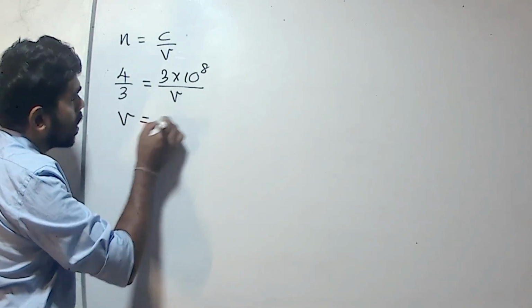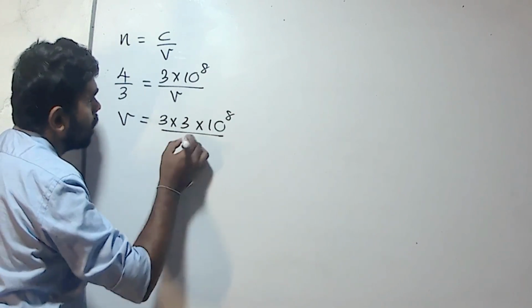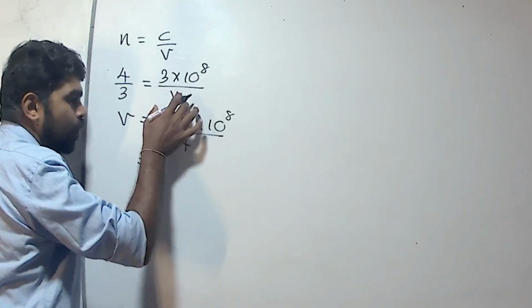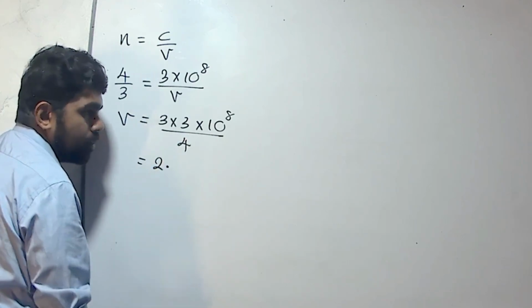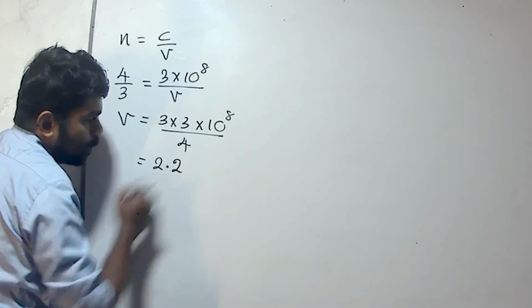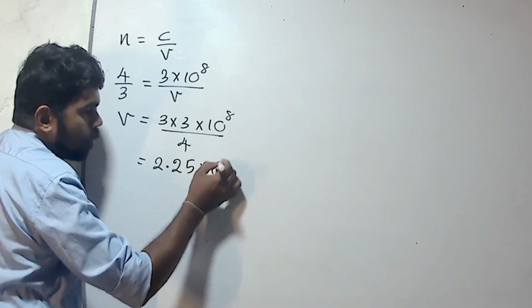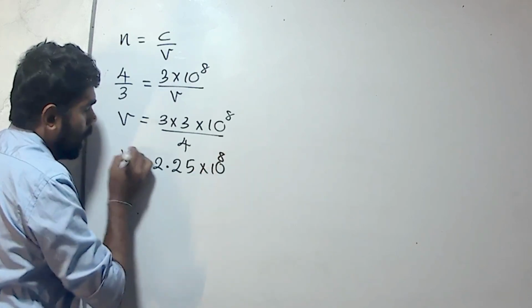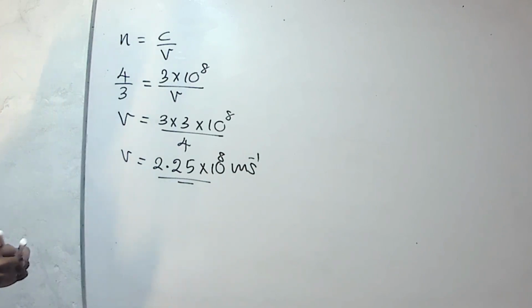v equals 3 into 3 into 10 to the power 8 divided by 4. 3 into 3, 9. 9 divided by 4, 2. 1 remaining. 10 divided by 4, 2. 2 remaining. 20 divided by 4, 5. 2.25 into 10 to the power 8 meters per second. Then the answer is 1.